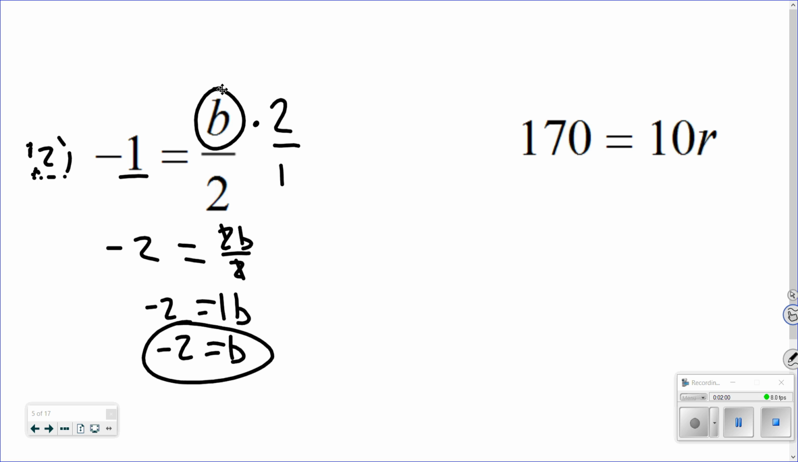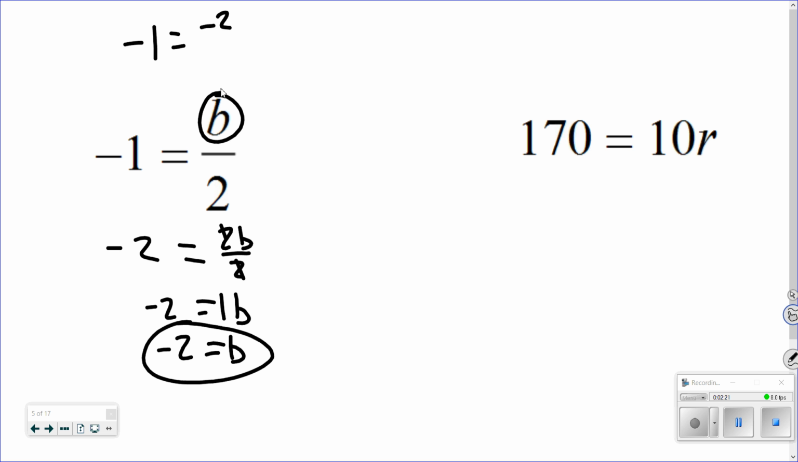All right, but what does it really mean to solve the equation? We're really going to focus on this today. What it means to solve the equation is that if I plug the negative 2 back in for b up here in the original equation, that should make the equation true. So let's check that. I'm going to go negative 1 equals, and I'm going to plug negative 2 in for b right there. That's what we got for our solution. So negative 2 over 2. Is that a true statement? Yeah, negative 2 divided by 2 does equal negative 1. So it checks out. Okay, so we really have solved the equation.